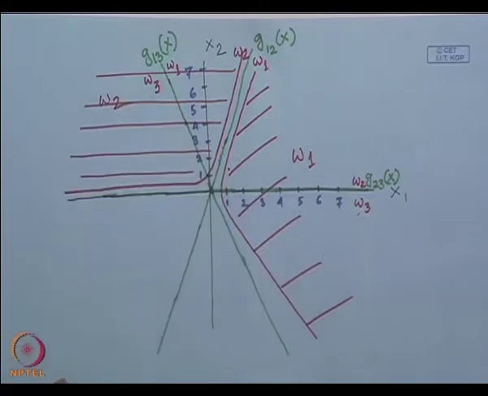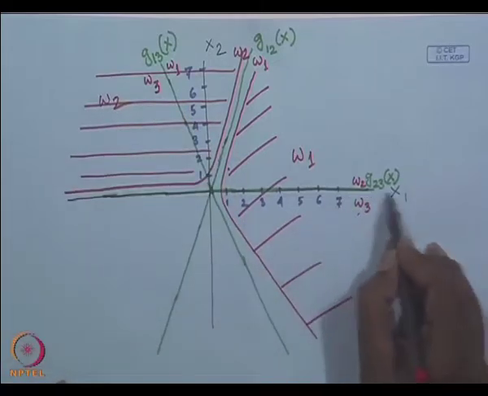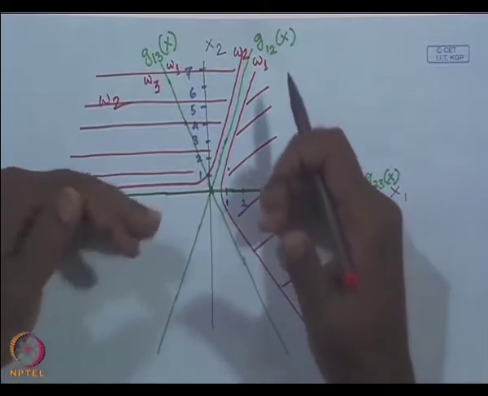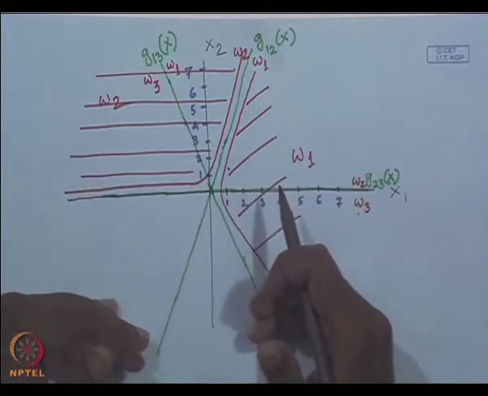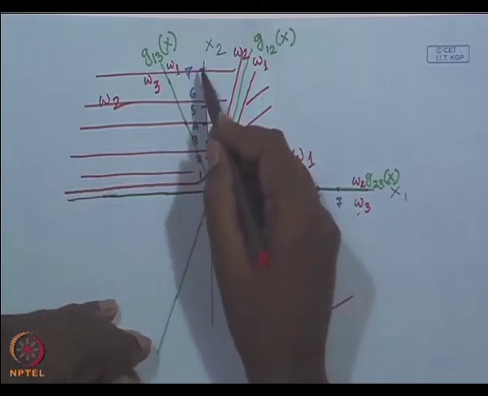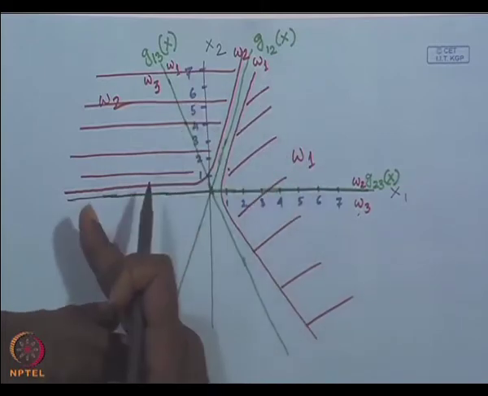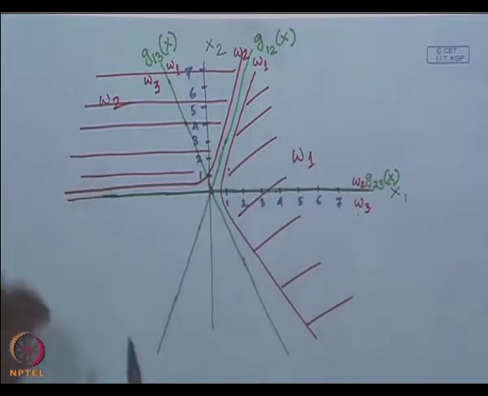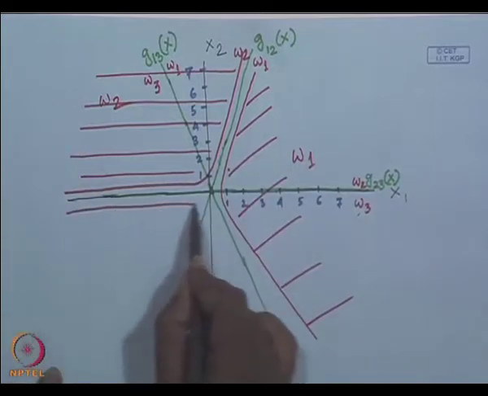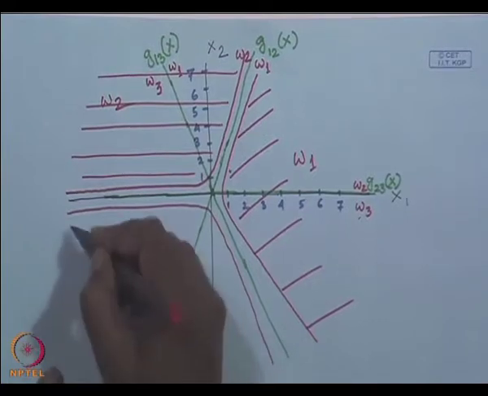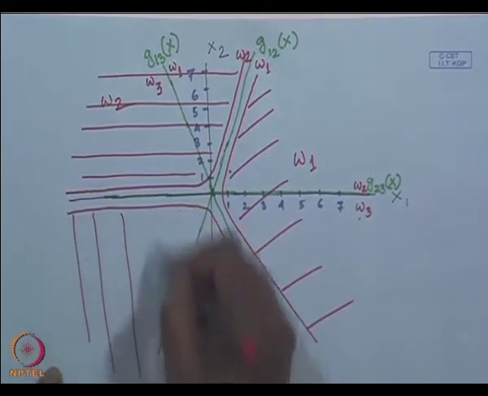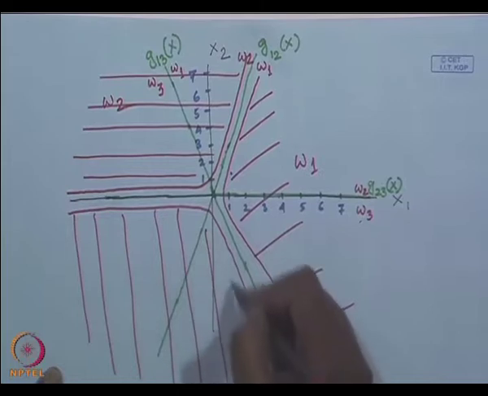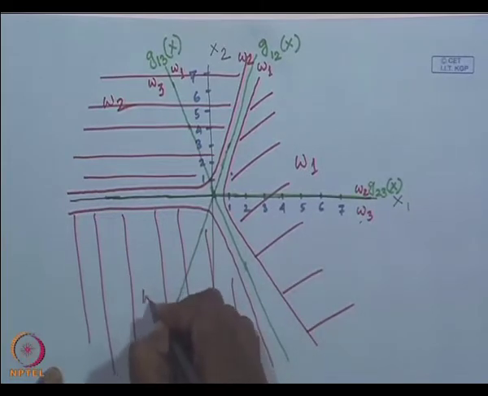So, this is the region which goes to class omega 2. And coming to omega 3, this G23x tells me that this lower half goes to omega 3, and G13x tells me that it is this half which goes to omega 3, and the intersection of these two is nothing but this region. So, this is the region which is going to class omega 3.